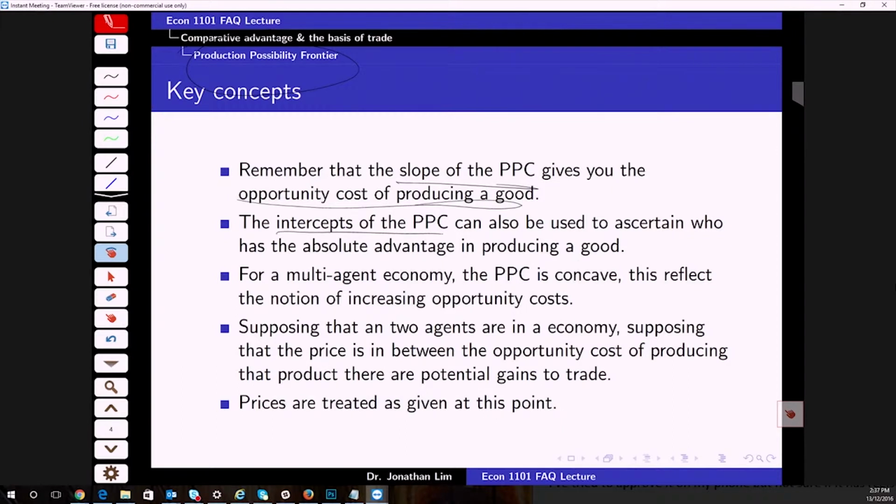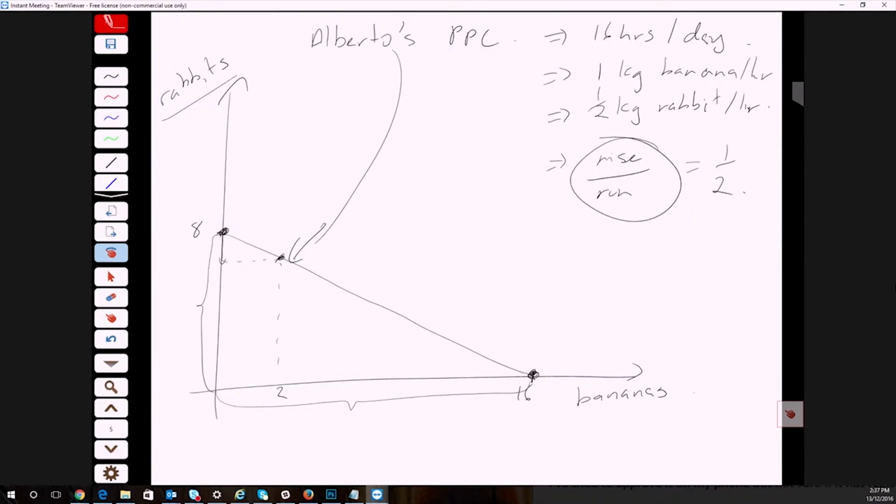The second idea is that the intercepts of the PPC can be used to ascertain who has the absolute advantage. Of course, we're assuming that everyone is working on the same time frame. So, for example, if we have a guy named Leo, and he's also got 16 hours per day, and let's say he's got 4 kg of banana per hour and 4 kg rabbits per hour.